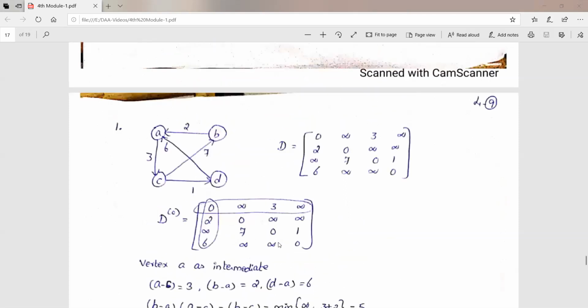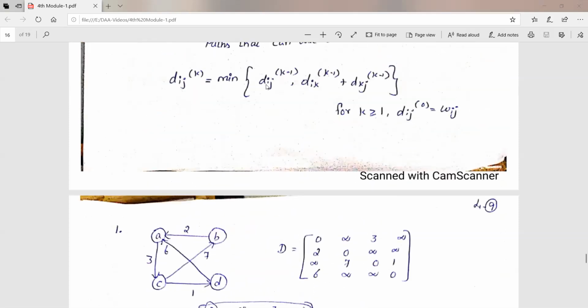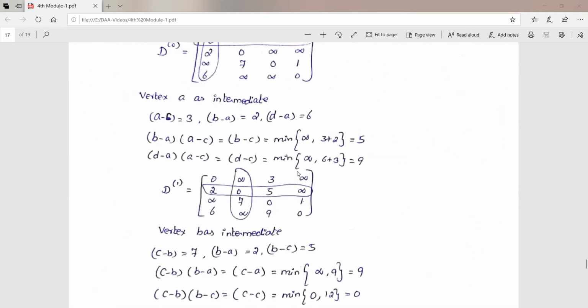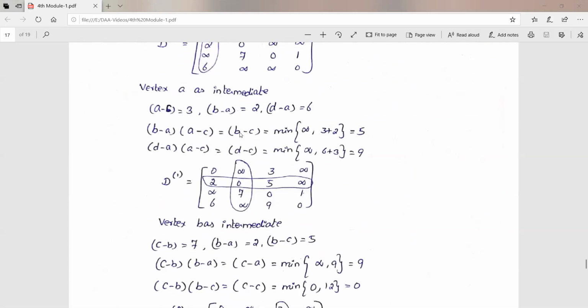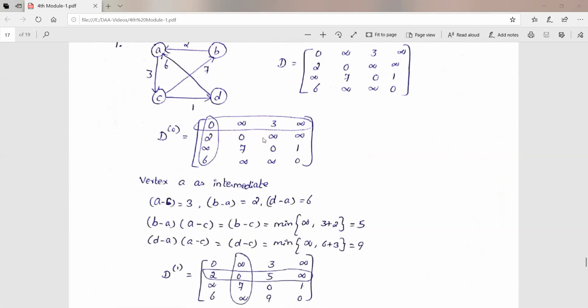Okay, so minimum of, what's the formula they have given? D ij of k minus 1. So here we take the i value and j value, here ik and then kj. Okay, so minimum of, ij means this is b to c. What is the value of b to c? The value will be infinity. Otherwise we can say i to k and then k to j. Okay, i to k that is b to a, what is the value? 2. And then a to c, what is the value we are having? That is 3. So 2 plus 3, the value we are having is 5.